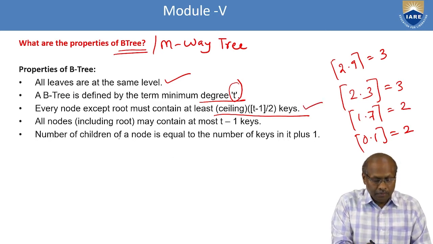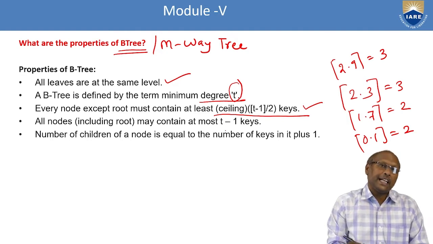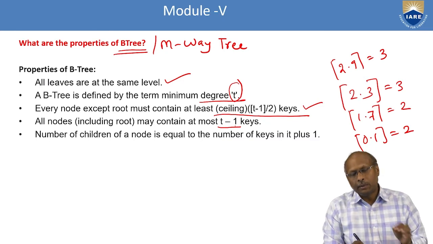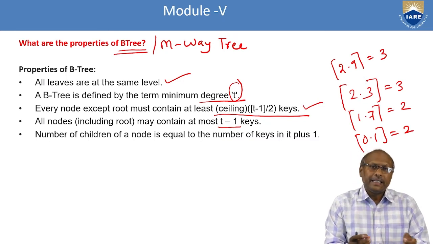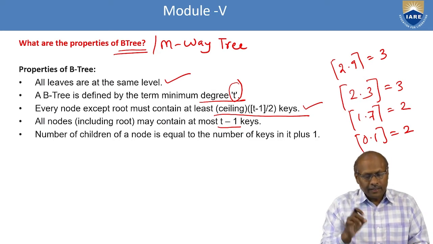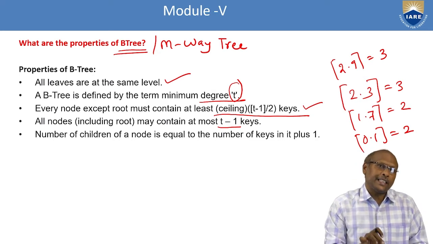Sometimes they may ask a question, all nodes including root may contain at most how many keys? At most how many keys? So answer is T minus 1 keys. So remember, if there is degree T, degree means this many children, then the number of keys will always be 1 less than that. That means T minus 1.